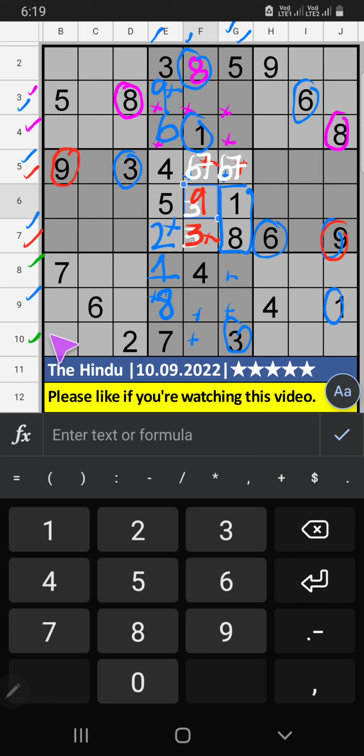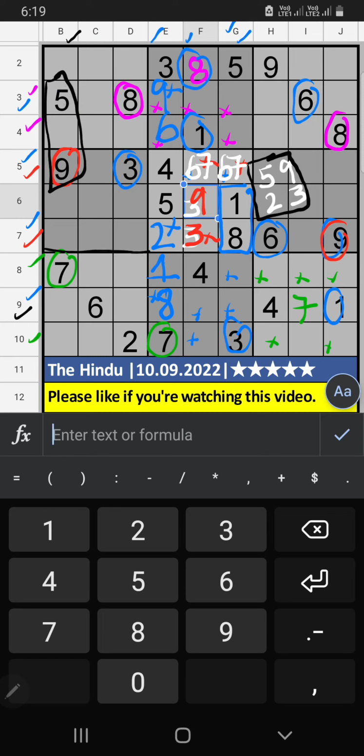8th row and 10th row we have 7. So 7 can't come in these cells. Then 7 is confirmed here. 9th row, 4 numbers are remaining: 5, 9, 2, 3. Column B, we have 5 and 9. And 7th grid, we have 2. So the 3 numbers can't come in these cells. It will come in one of the 3 cells. We will confirm later. Then only one number is remaining. 3 is confirmed here.